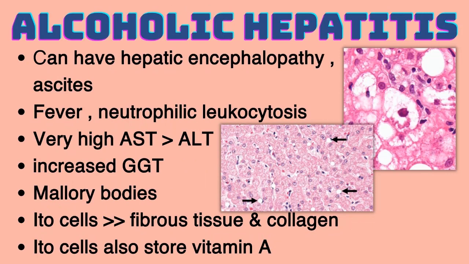Okay, now alcoholic hepatitis is really bad, guys. You can die with alcoholic hepatitis. You can actually have hepatic encephalopathy, ascites, the whole bit. Alcoholic hepatitis is different from fatty change in that there's fever, okay? You have neutrophilic leukocytosis. You have very high enzymes. AST is higher than ALT. Gamma-glutamyl transferase is up. You are big-time sick. And if you don't stop drinking, you'll die.